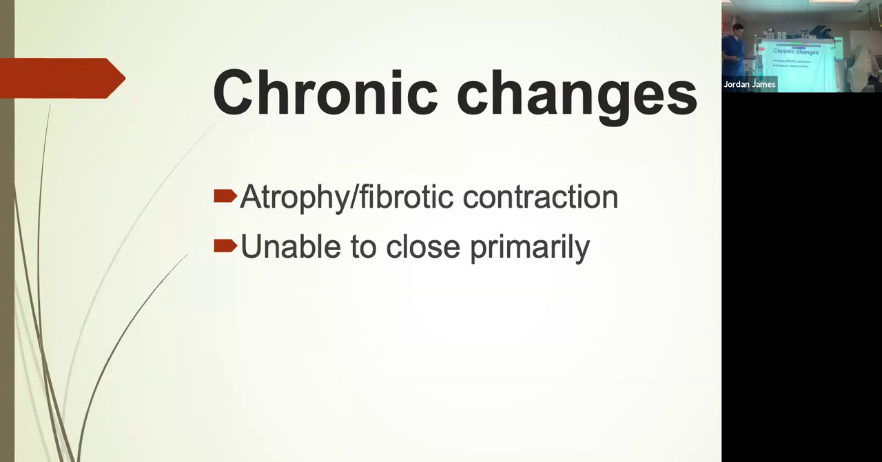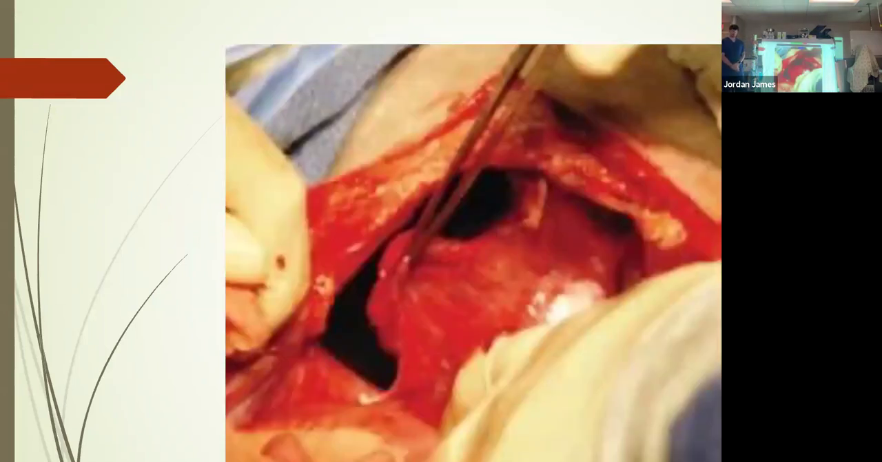In your more chronic cases, a lot of times there's atrophy or fibrosis of the diaphragm, which can make it very difficult. You get a lot of tension on your closure. So sometimes you're unable to close it primarily, and there are different things that we can do to help alleviate that tension. It's again not great to see, but you can see how they're really pulling on that diaphragm and how it's atrophied and contracted a little bit. So closure is going to be very difficult in this particular case.